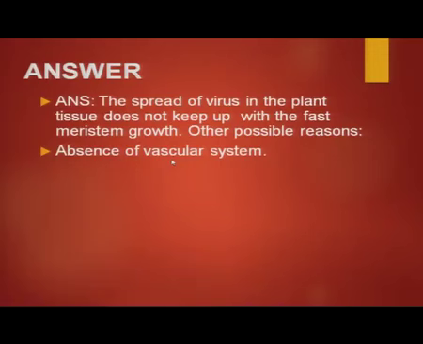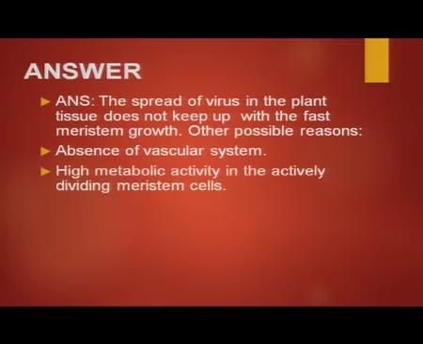So, it seems to be very low to cope up with the continuously dividing meristematic cells. Other reasons are absence of vascular system. As I just said, viral particles move through phloem, they take the route of phloem to spread to different parts of the plant. But in the meristematic tissues there is no phloem, there is no vascular system. So, they get a restriction here and fail to replicate there in the meristems.